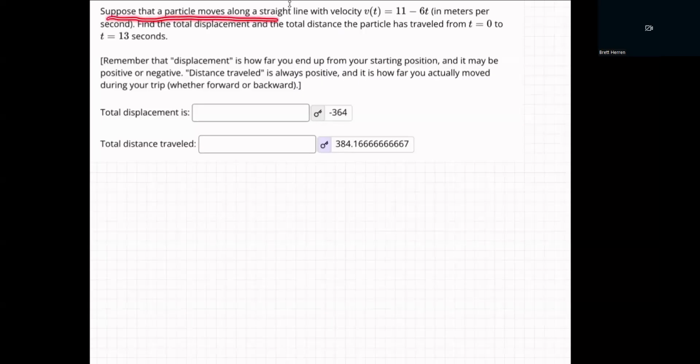Suppose that a particle moves along a straight line with velocity 11 minus 6t in meters per second. Find the total displacement and the total distance the particle has traveled from t equals 0 to 13 seconds.